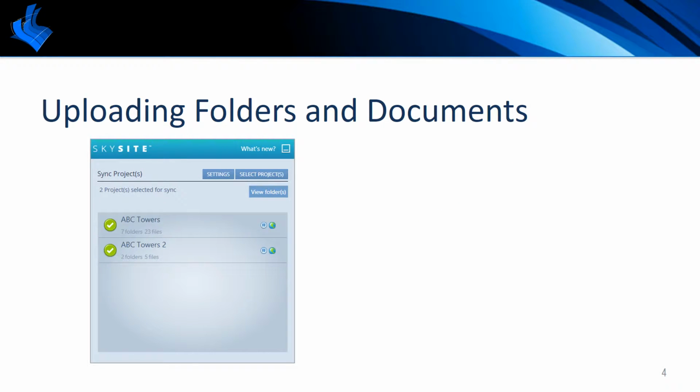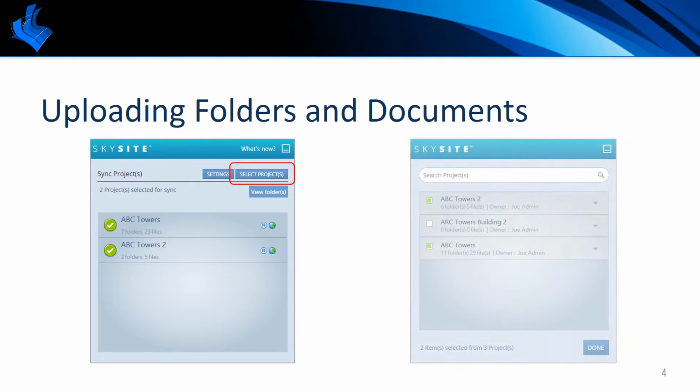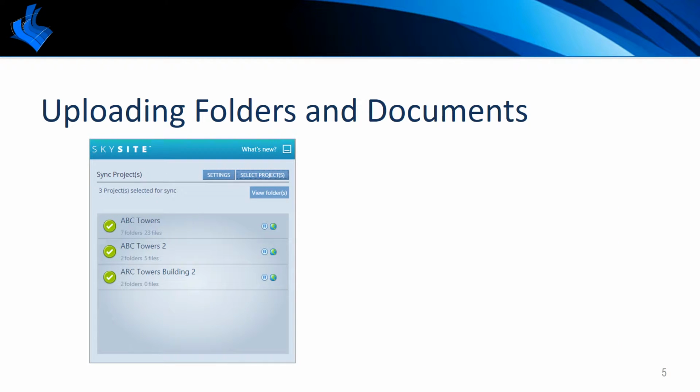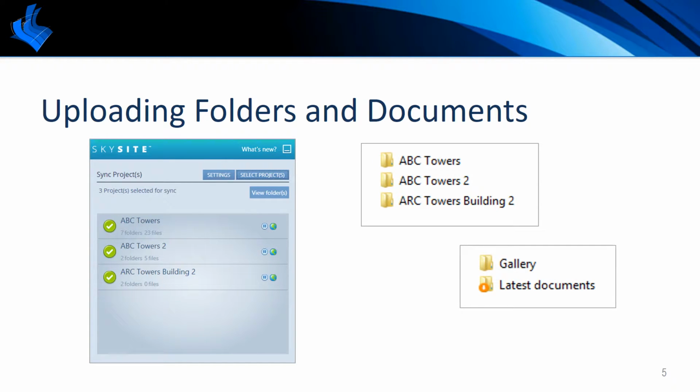Next, you will go to the Desktop Sync tool, click on Select Projects, and choose the project you just built. Now you can go into your SKYSITE Sync folder, either by clicking on the View folder or by browsing out to the location. You will see this project with just the Gallery and Latest Documents folders within it. Similar to the Gallery folder, the Latest Documents folder is automatically created during the Desktop Sync process.